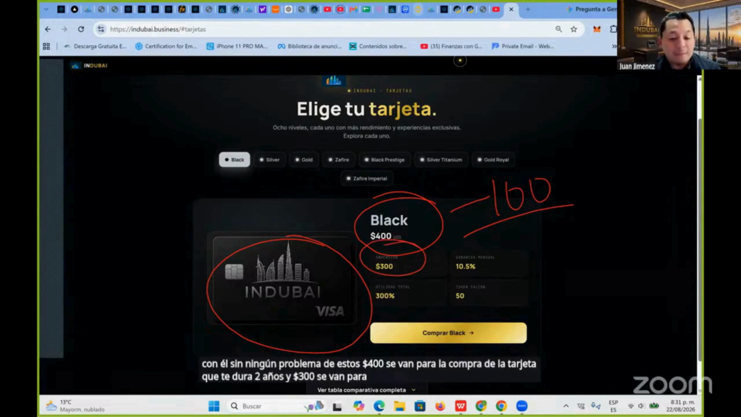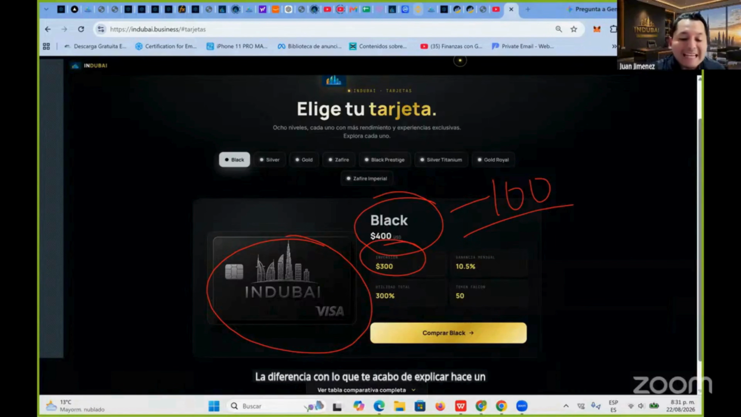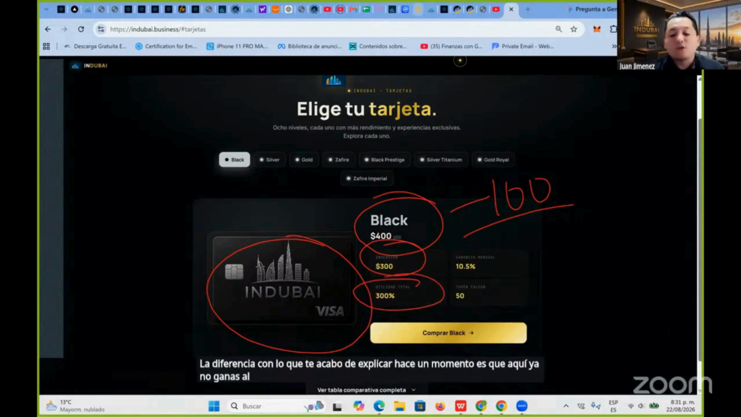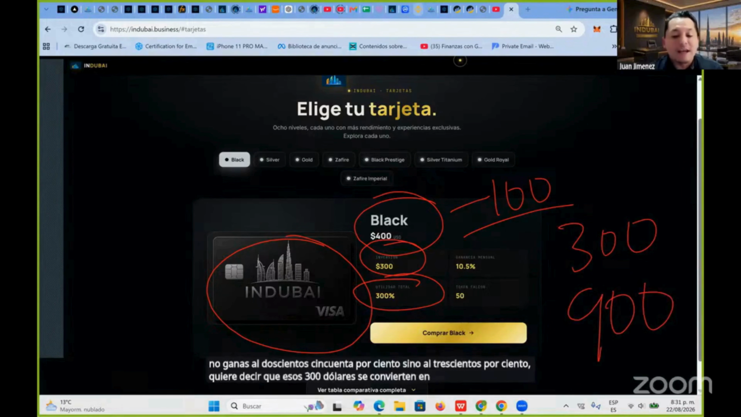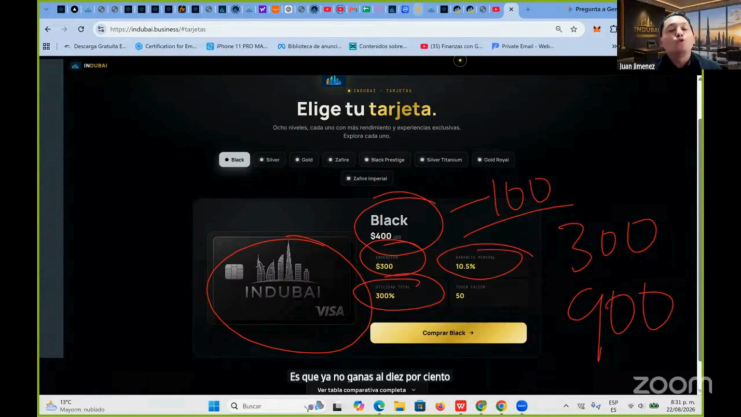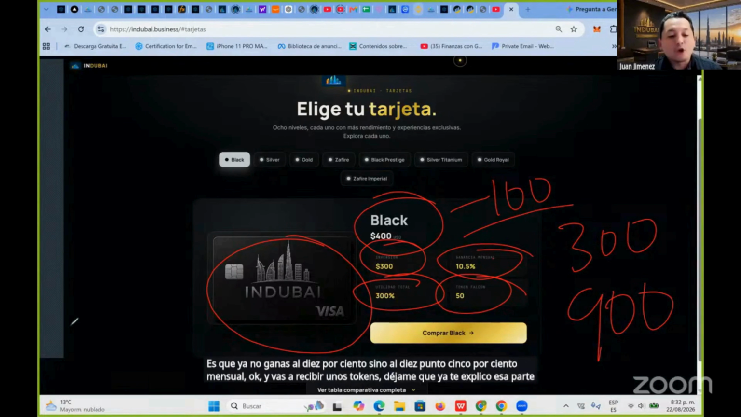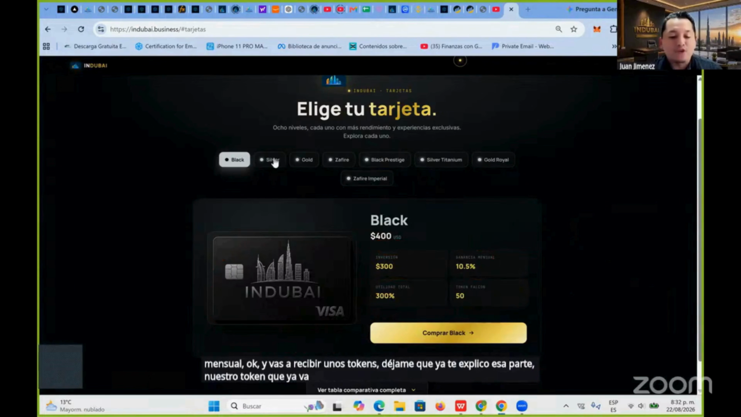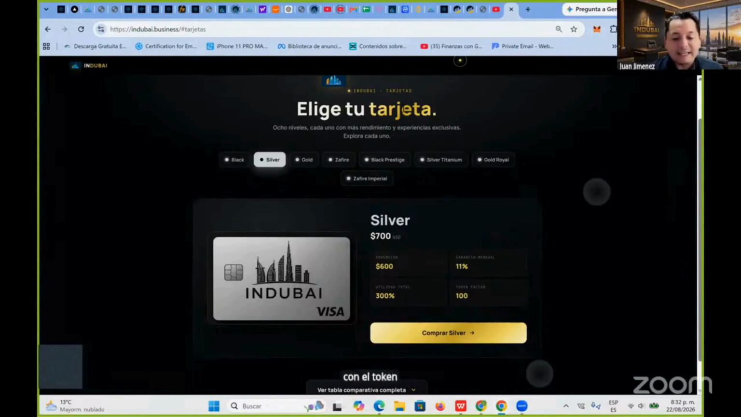The difference from what I just explained a moment ago is that here you no longer earn at 250%, but at 300%. This means that those $300 turn into $900. And the difference is also that you no longer earn at 10%, but at 10.5% monthly, okay? And you are going to receive some tokens. Let me explain that part to you. Our token, which is already appreciating very well, and which can also generate some very interesting profits with the token.